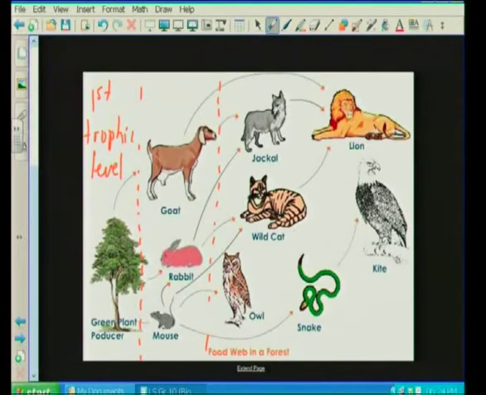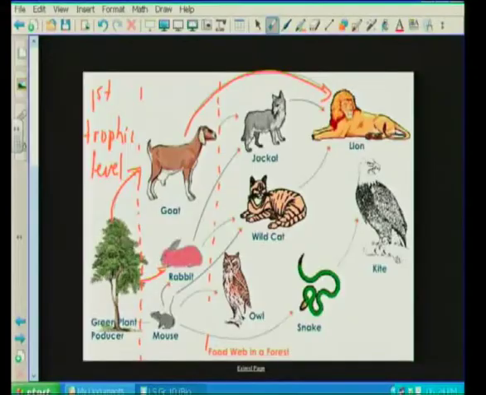So that's our second trophic level, third trophic level, and so on. Now, the energy, let's isolate, like I said, a food chain. So we go from the tree to the goat, and the goat goes to the lion. So there is one food chain. Now, if I take another food chain, go from the producer to the rabbit, to the wildcat, and then to the lion. Can you see what's happening here?